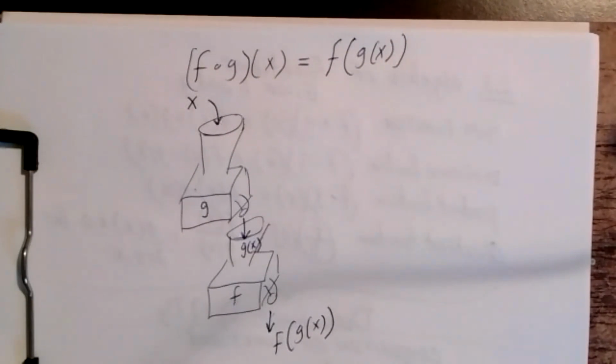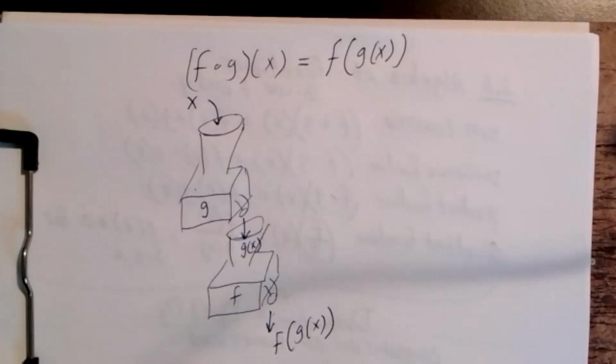That's what composition does, ladies and gentlemen. It takes an input, transforms it, and provides an output. The output becomes the input into another function. The other function then transforms that input and provides an output. Okay.